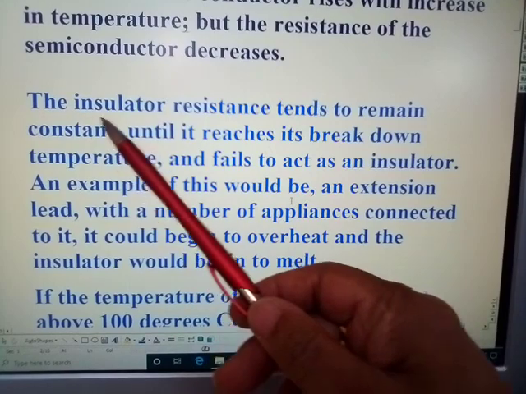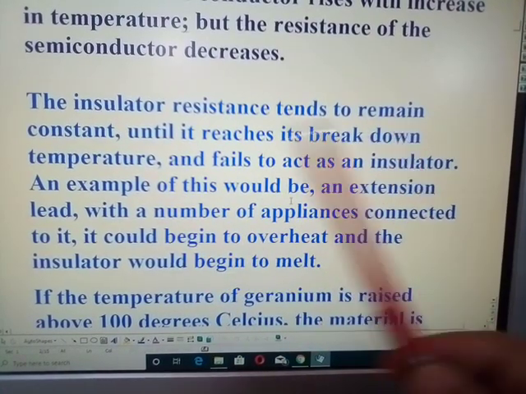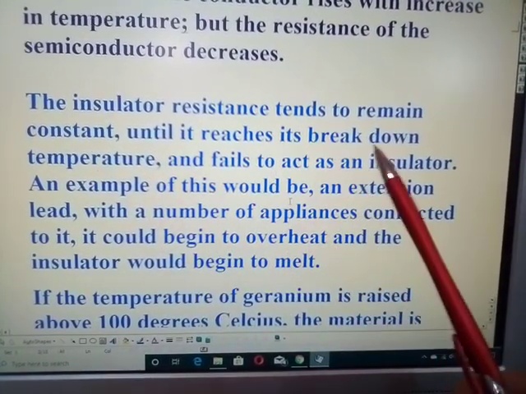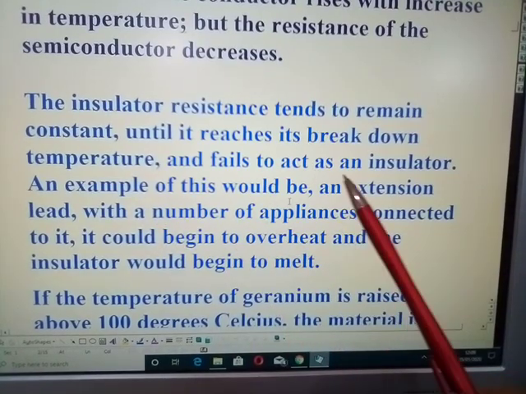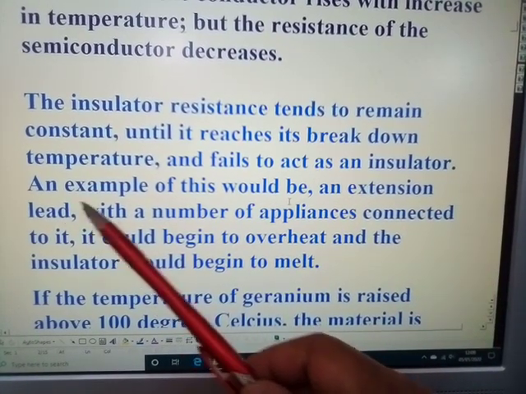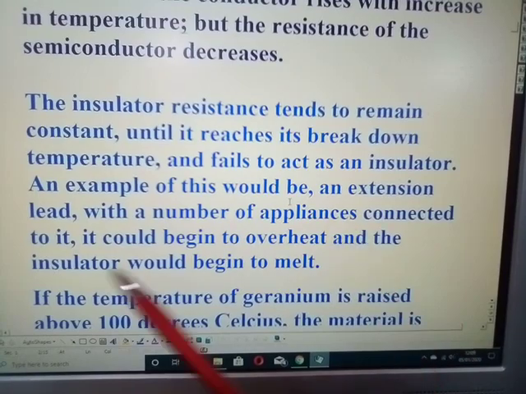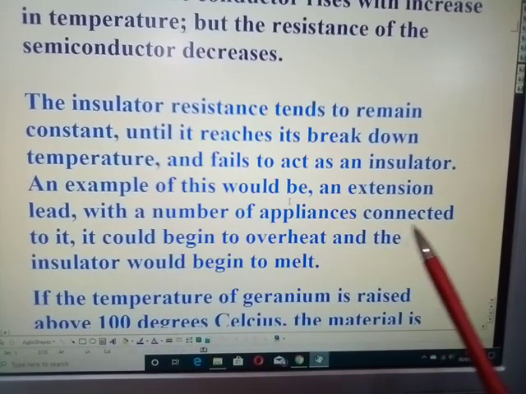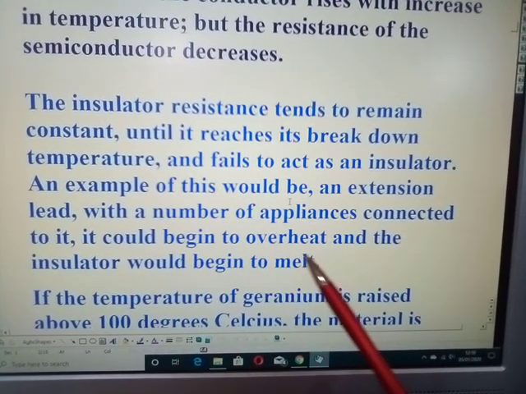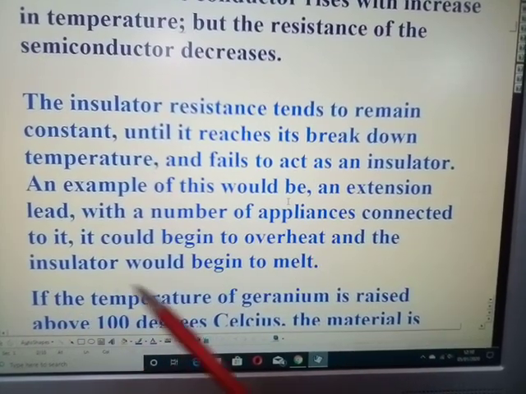So just to recap, the insulator resistance tends to remain constant until it reaches its breakdown temperature and fails to act as an insulator. An example of this would be an extension lead with a number of appliances connected to it. It could begin to overheat and the insulation would begin to melt.